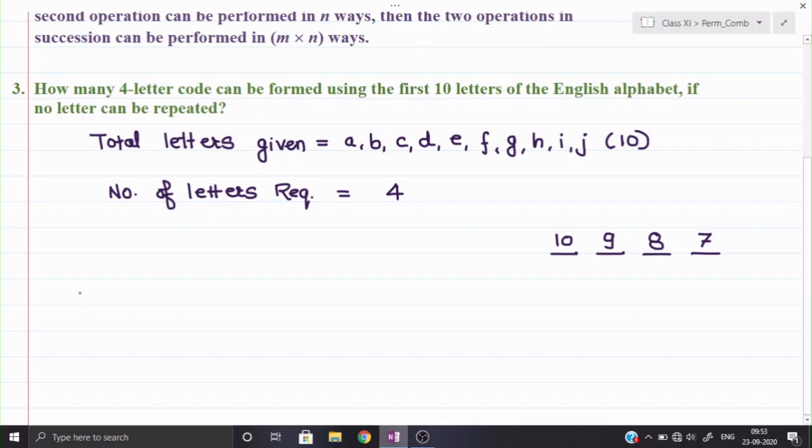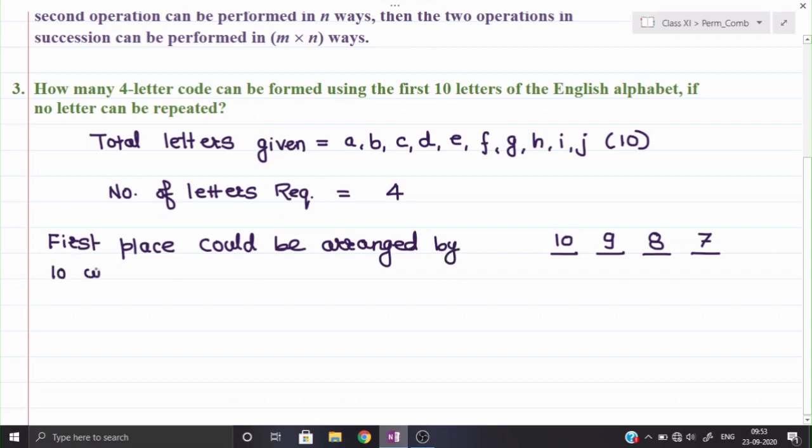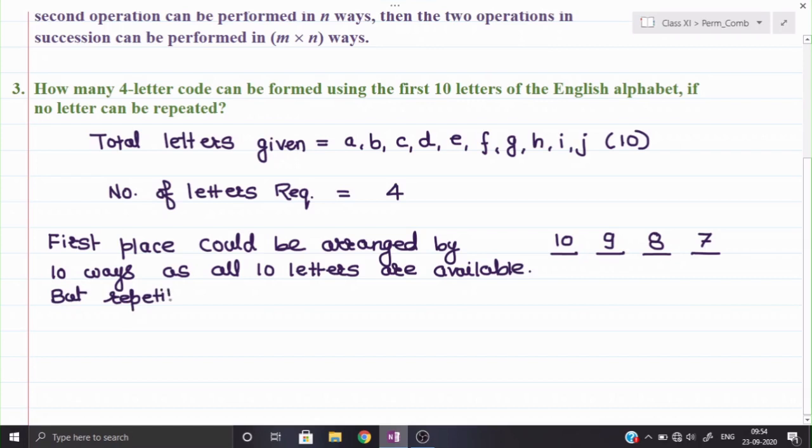So here we can say that the first place could be arranged by 10 ways, as all 10 letters are available, but repetition is not allowed.